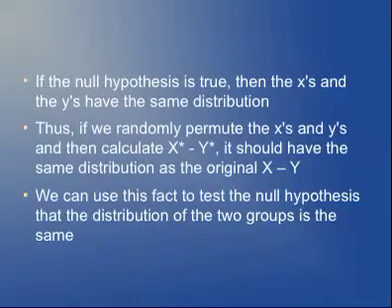Now, if the null hypothesis is true, then the x's and the y's should have the same distribution. And if that's the case, if you take the original vector with all the x's at the beginning and all the y's at the end and just randomly permute it, it should have the same distribution as the original x bar minus y bar. Now, of course, if the x's have a larger mean than the y's, then this x bar star minus y bar star should have a different distribution than x bar minus y bar. So you can use this fact to test the null hypothesis that the distribution of the two groups is the same.